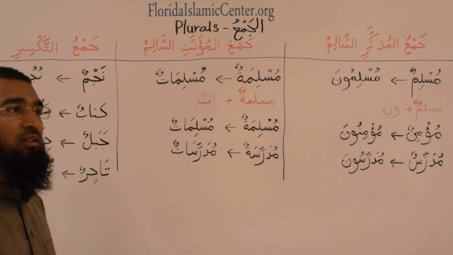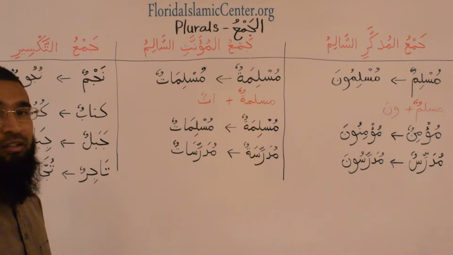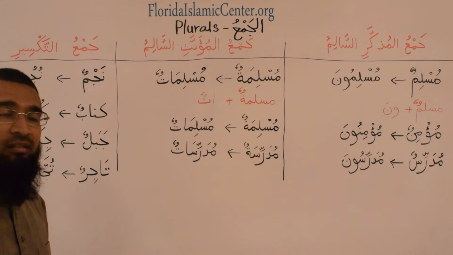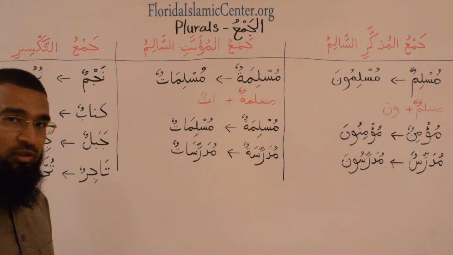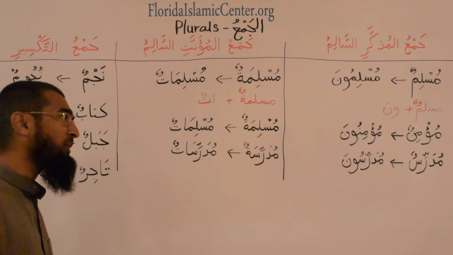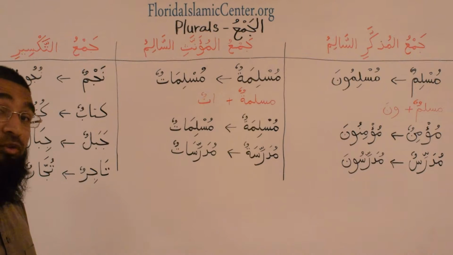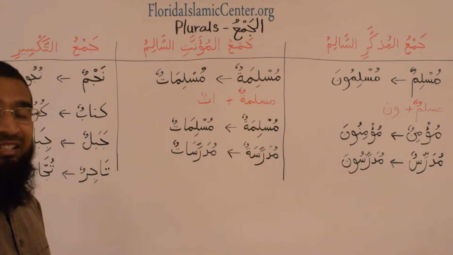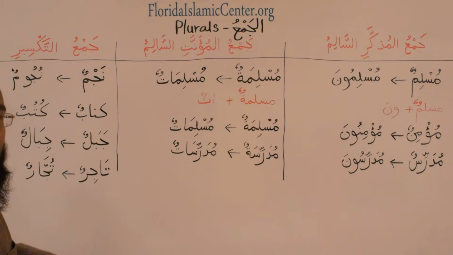Broken plurals, or jamu taksir, means plurals that do not follow any set pattern. So the only way to figure out what the plural is of this word is to be told. It doesn't follow any set pattern. And the sound plurals are plurals that follow a pattern. But then you further see that the sound plurals are of two types themselves: masculine sound and feminine sound.